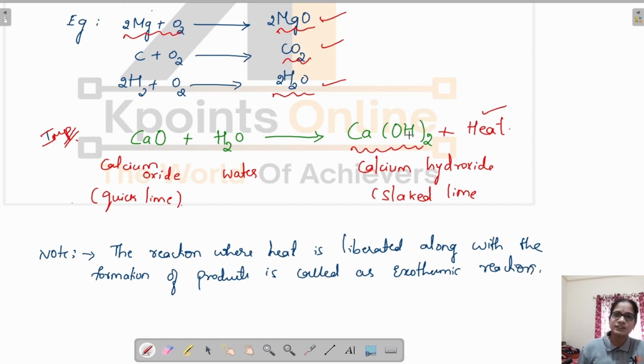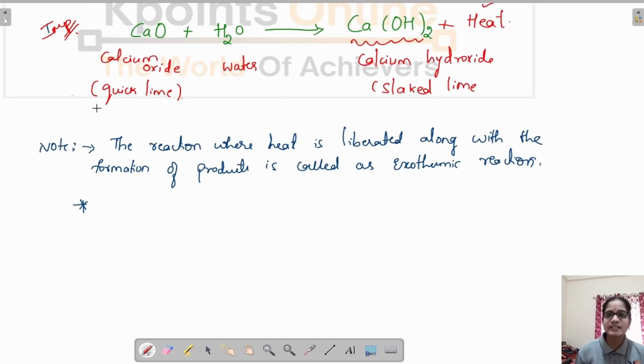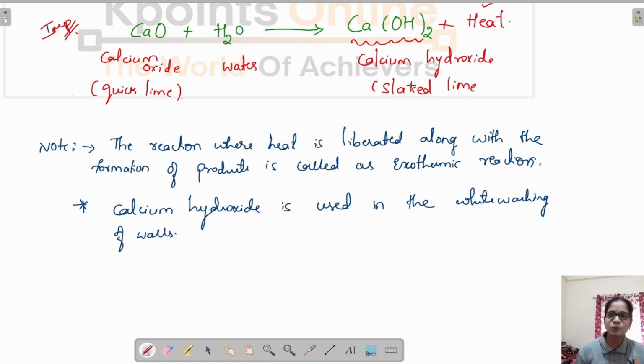Then this reaction also has commercial importance. Calcium hydroxide is used in the whitewashing of walls. Once the wall is coated with calcium hydroxide, what happens? It will react with the carbon dioxide present in air to form calcium carbonate, so that the shining appearance will be seen after 2 to 3 days of whitewashing.